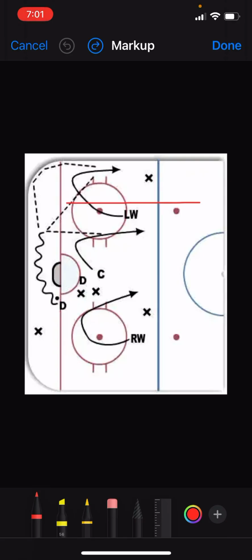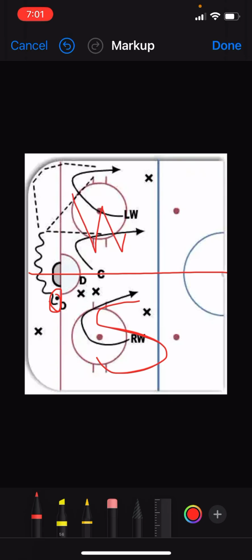We're going this way. We are the letters, the D, C, right wing, left wing. They are the X's, okay? We're going that way. And then once again, just so we're all on the same page, if we divide the ice in half, the side where the puck is the strong side. The side where the puck is not is the weak side, okay?